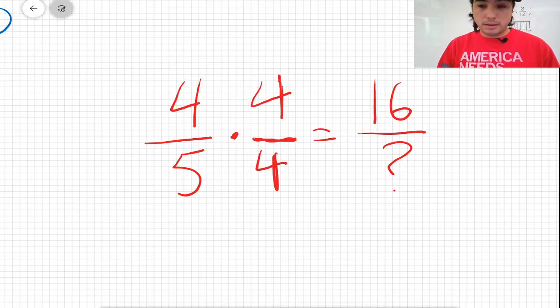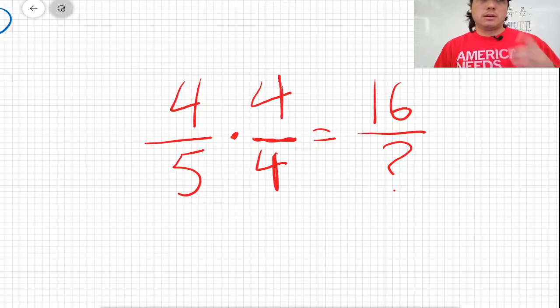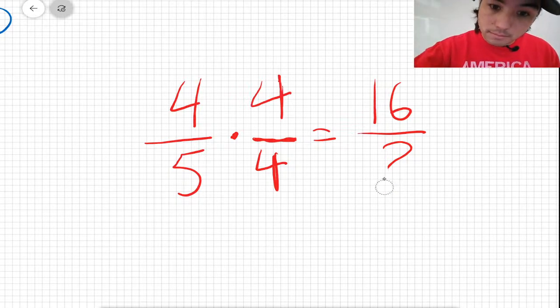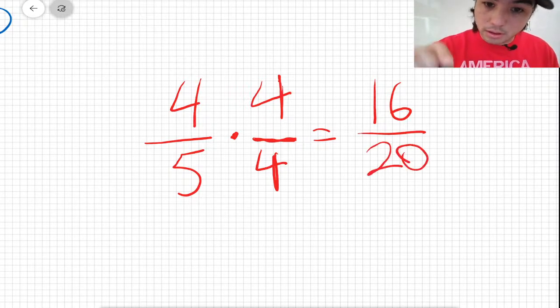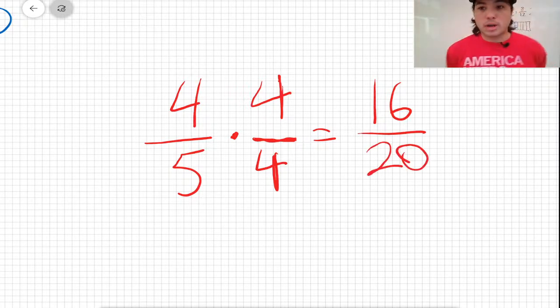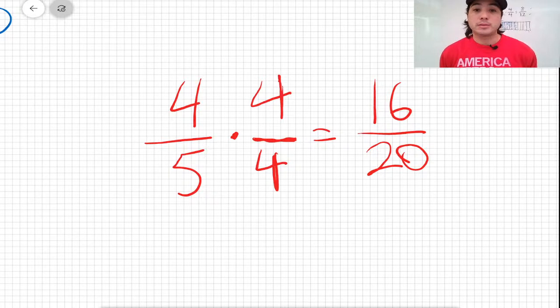5 times 4 equals what? 5, 10, 15, 20. And we end up with a final product of 16/20. Okay, where we have 16 pieces, and each piece is 1/20 of a whole.